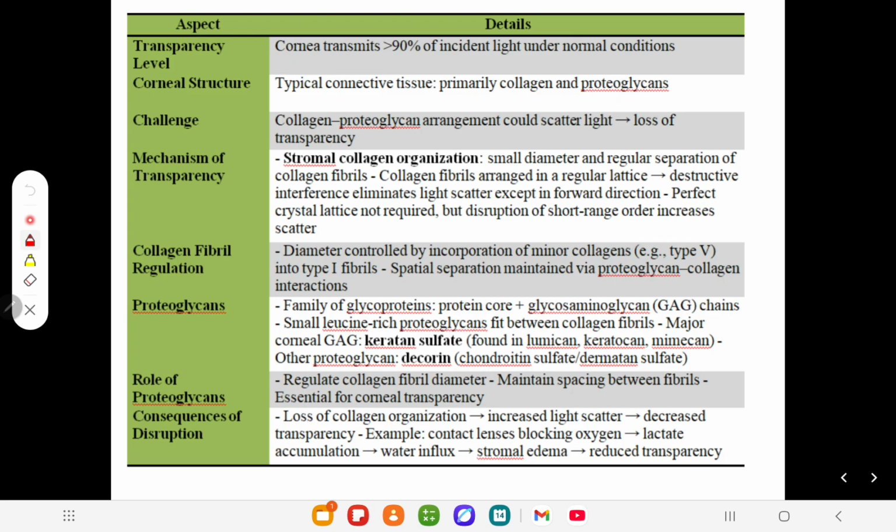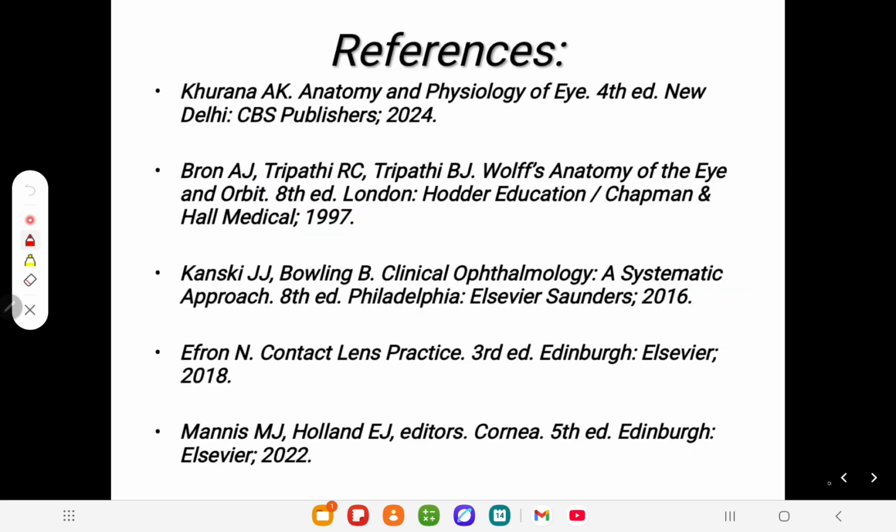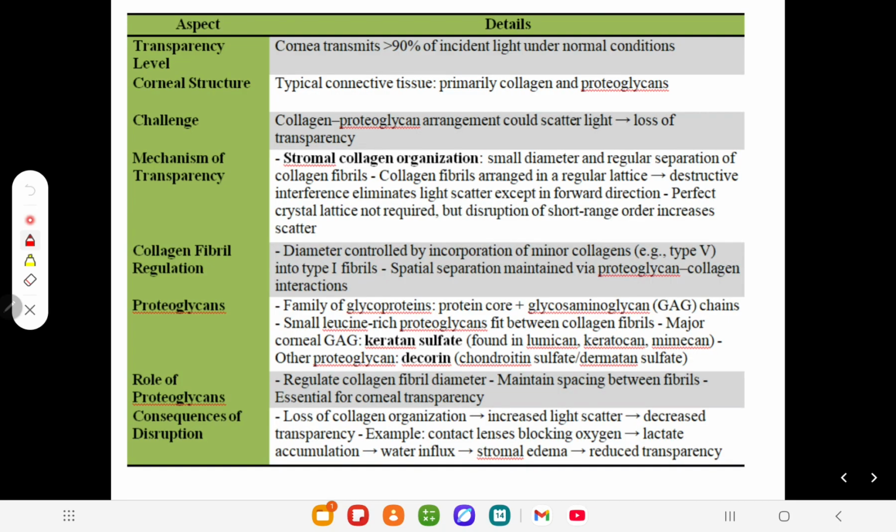So now again, there are a few things that I want to discuss. I think it's the last slide. Yes, it's the last slide, so let's discuss it. Corneal transparency is definitely greater than 90% of the incident light under normal conditions, way more than 90%. The corneal structure is typically connective tissue, primarily collagen and proteoglycans. The challenge is that the collagen proteoglycan arrangement could scatter the light and cause loss of transparency. That's why arrangement matters, isn't it? That's Maurice theory.